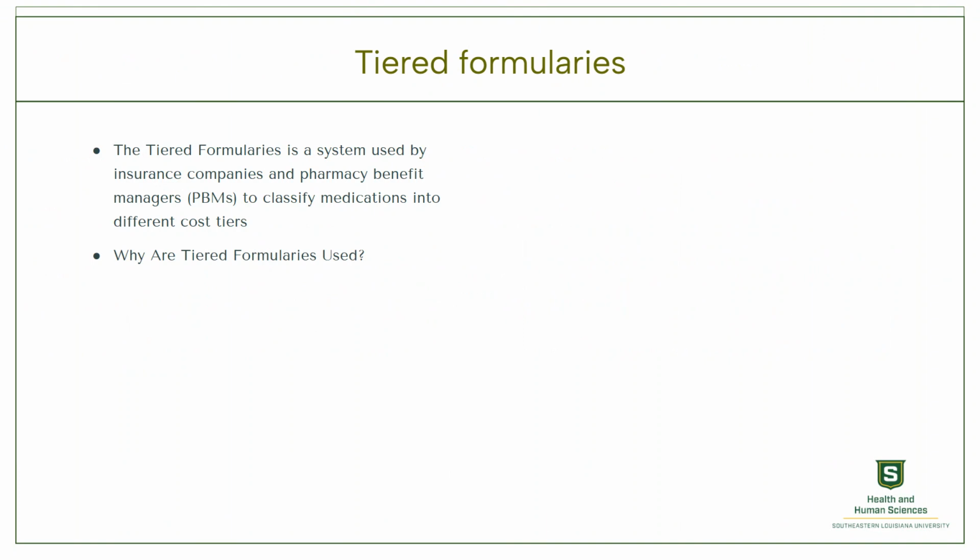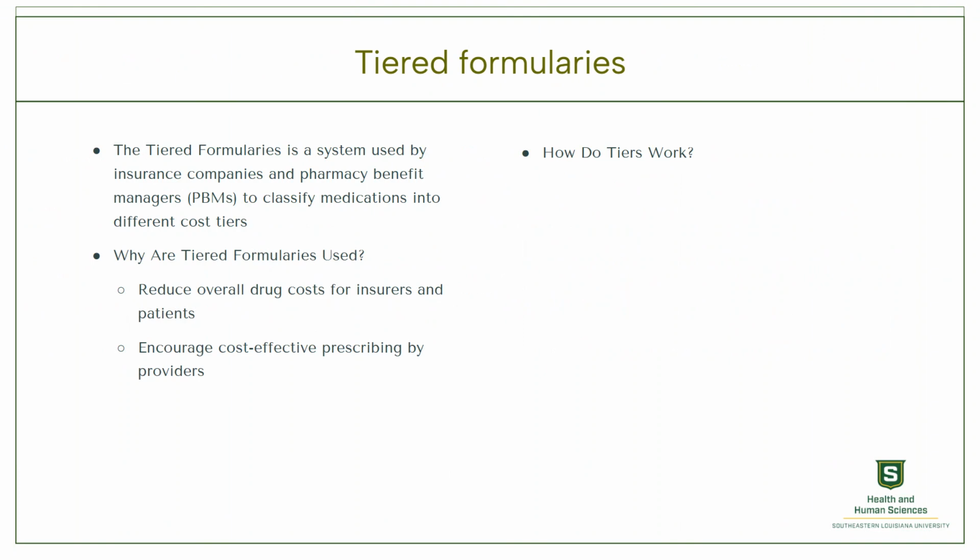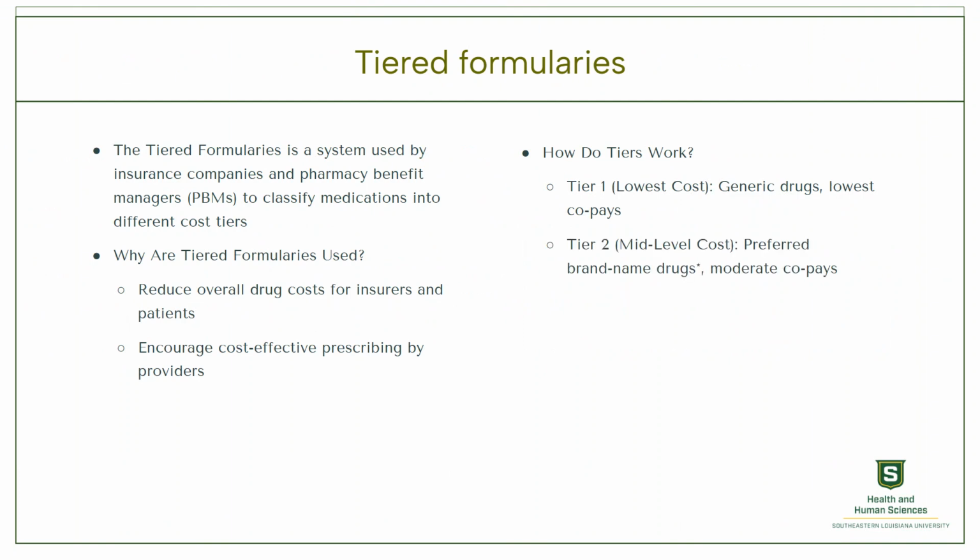So why are tiered medications used? The idea, just like all the other strategies, is to reduce the costs to patients as well as the insurance company, and also to encourage cost effectiveness. So how it works is that the lower tier, which is usually where the generic drugs are, has the lowest co-payment, like I mentioned before.